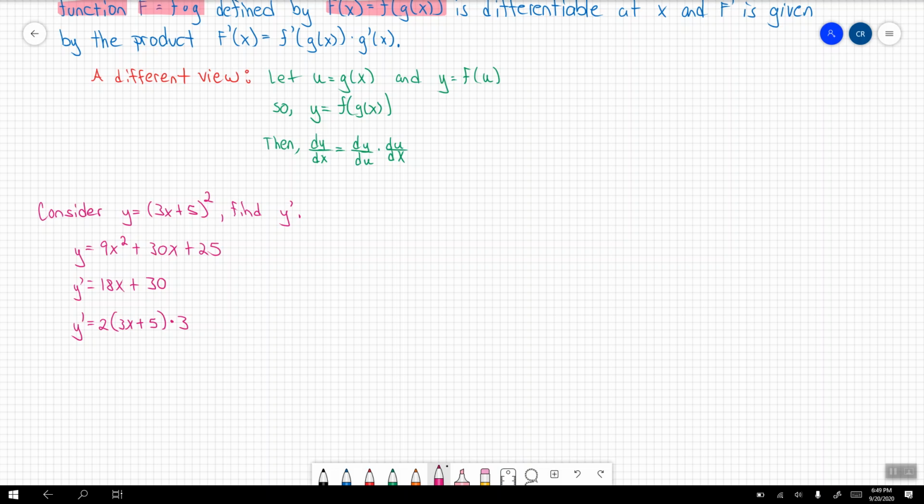Okay, so what I want to see now is going to be the derivative of the outside function. Okay, so what is the outside function? Well, the outside function here is going to be this piece. This is my outside function.